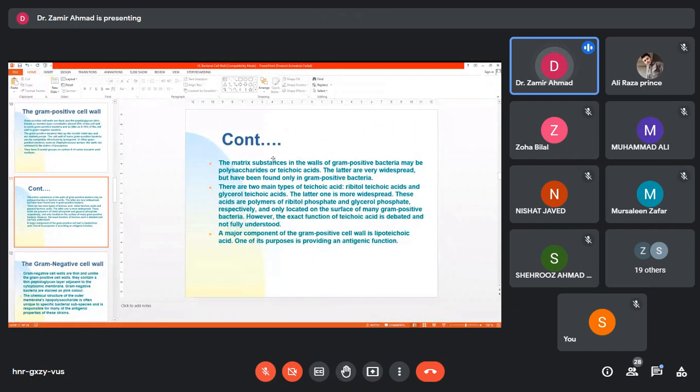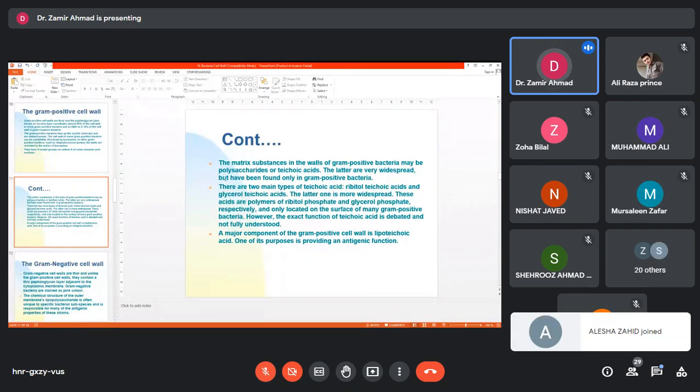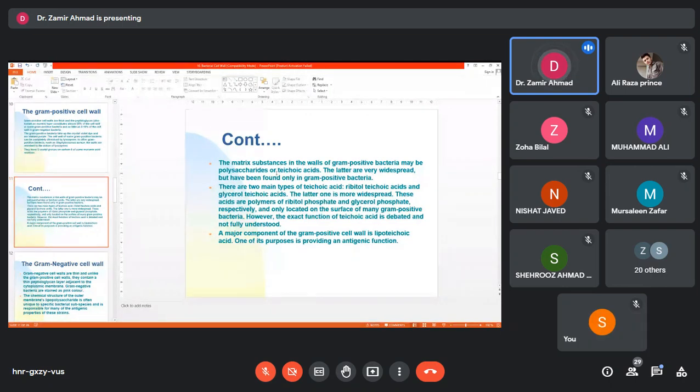So the matrix substance which is formed in the walls of gram-positive bacteria could be in the form of polysaccharides or another structure which is called the teichoic acid. The teichoic acid is widespread but may have been found only in the gram-positive bacteria. So teichoic acid is a structure which is present only in the matrix of the gram-positive bacteria and is absent in the gram-negative.